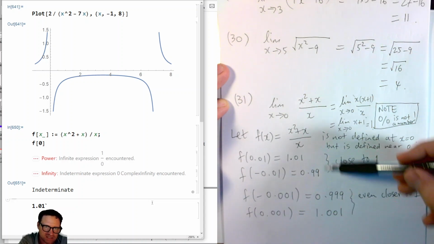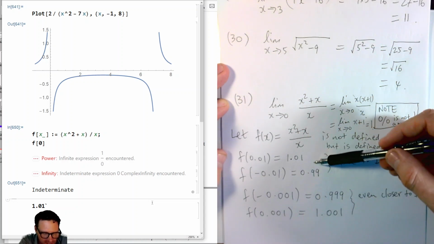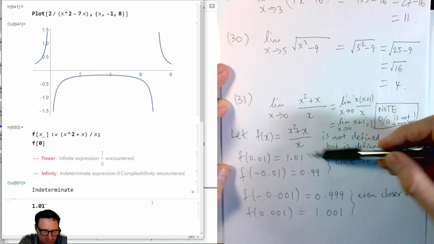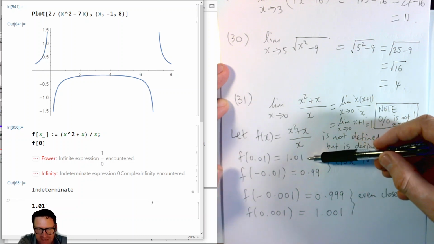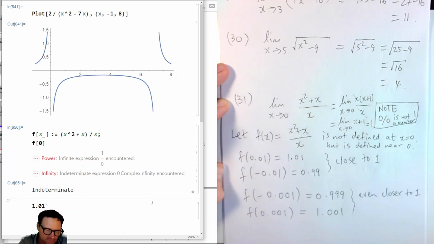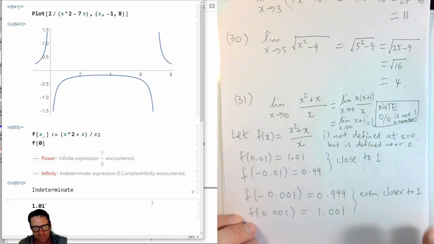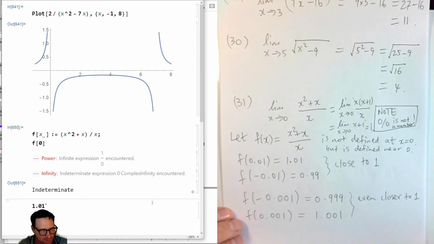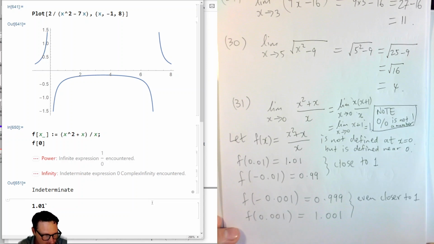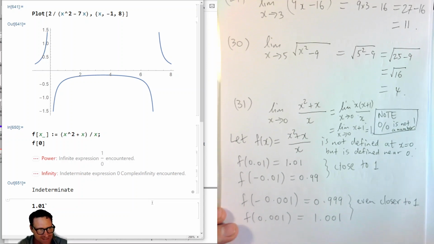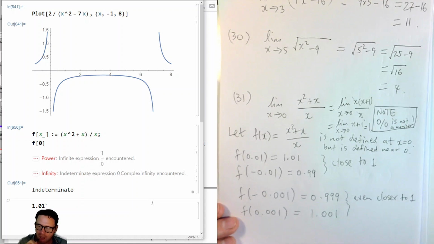Exactly as we expect from looking at numbers that are really close to 0 as inputs, we get numbers as outputs that are very close to 1. So that's the meaning of your limit there. It tells you what's happening near the point, but not exactly at the point.